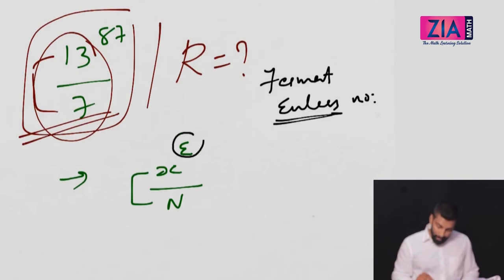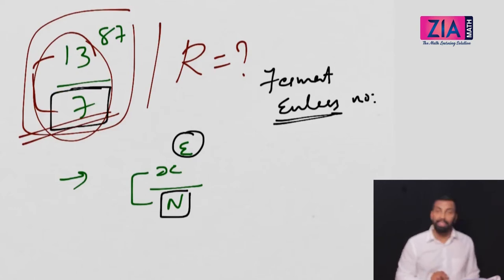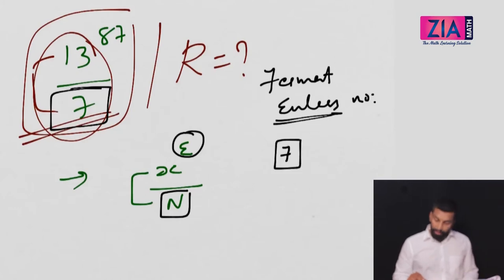So this number is called Euler's number. And what is that number? I will tell you. You have a denominator n here. That means in this case you have a denominator 7. So what is E?